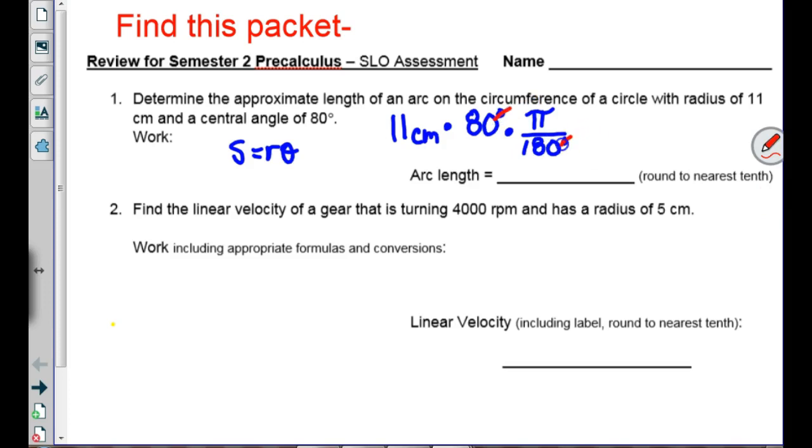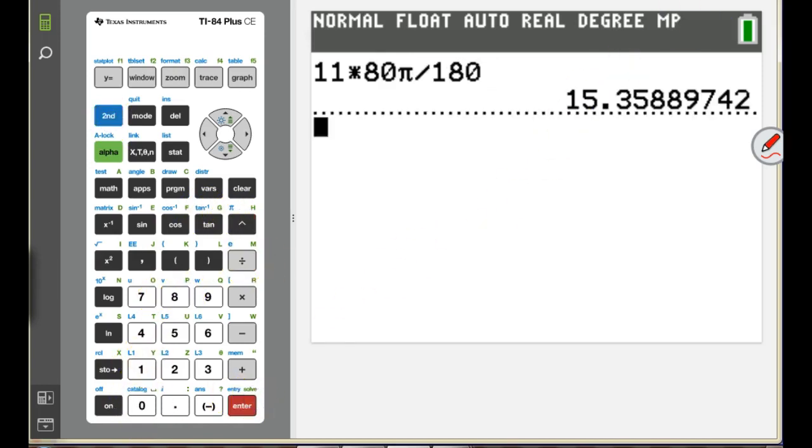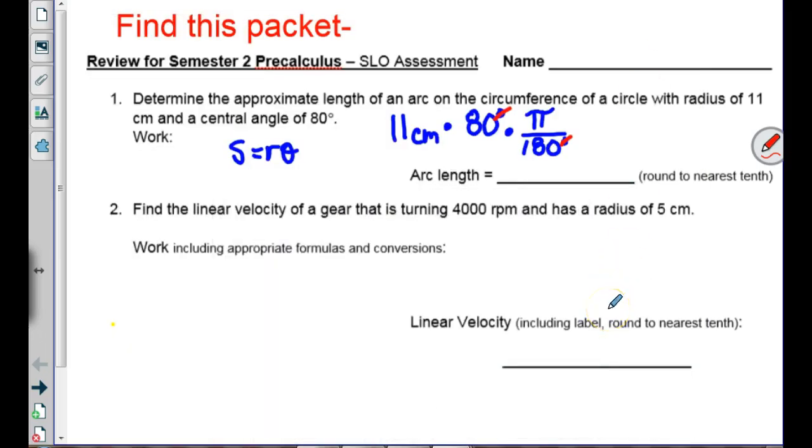So you could reduce that, but we're just going to type it in our calculator anyway because it says round to the nearest tenth. So 11 times 80 times pi divided by 180. It wants an estimate, not an exact answer. 15.4. And the label on that, it's a length. So what unit of length did we have going on in this question?